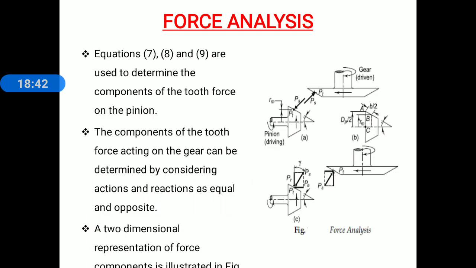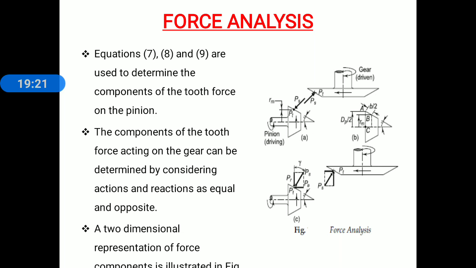Now here, equations 7, 8 and 9 are used to determine the components of the tooth force on the pinion. The components of the tooth force acting on the gear can be determined by considering action and reaction as equal and opposite. The two-dimensional representation of the force analysis is shown in this sketch. Everyone, observe the sketch carefully. Here we consider the pinion as the driver, that is in figure A, and the gear is the driven.